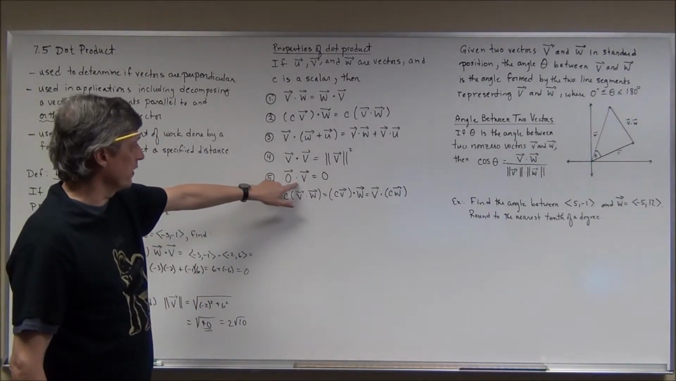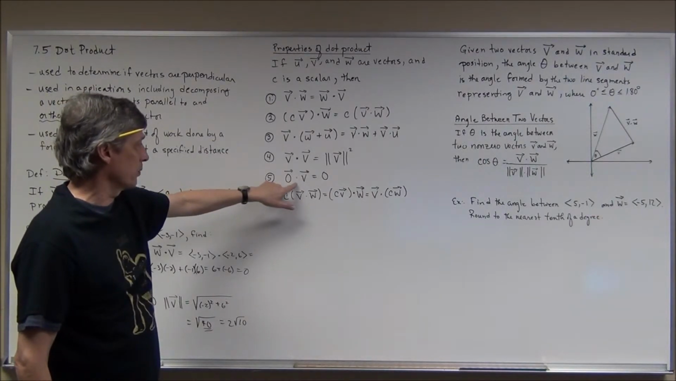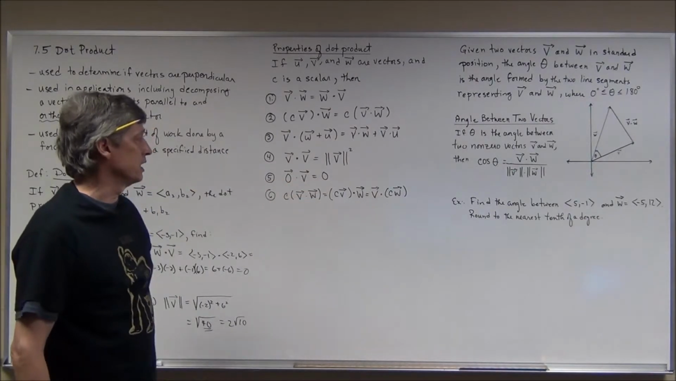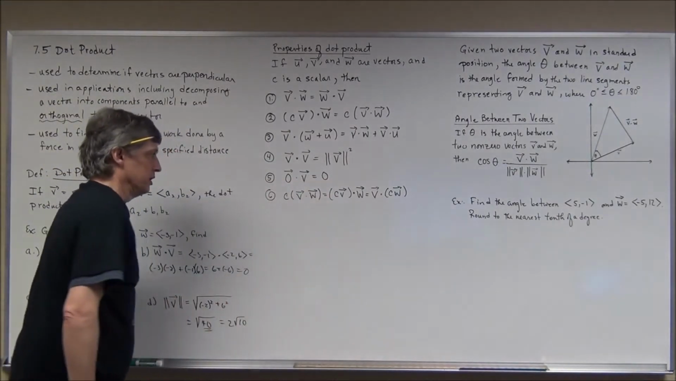Also here, if I take the 0 vector, that's not the constant 0, that's the 0 vector, and I take the dot product with any other vector, I just get 0. Not the 0 vector, because remember the dot product is a number, I get 0.